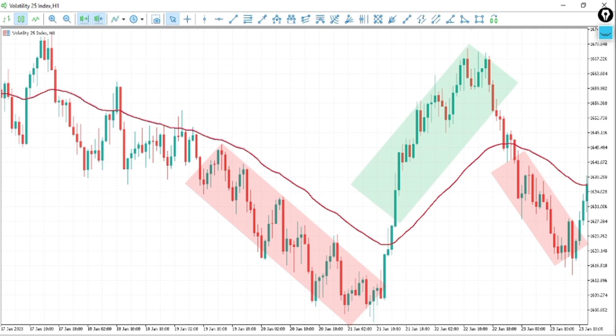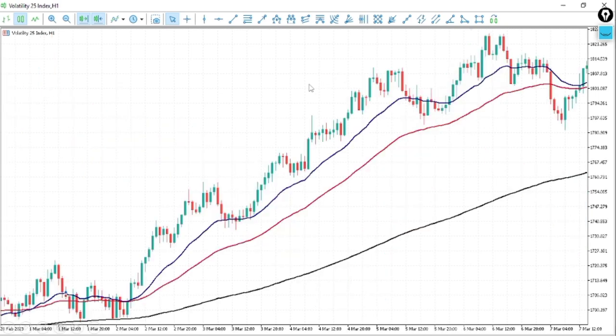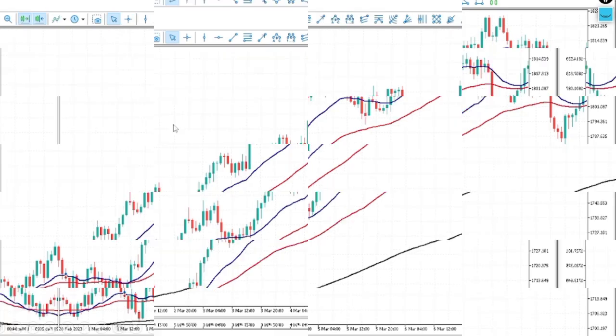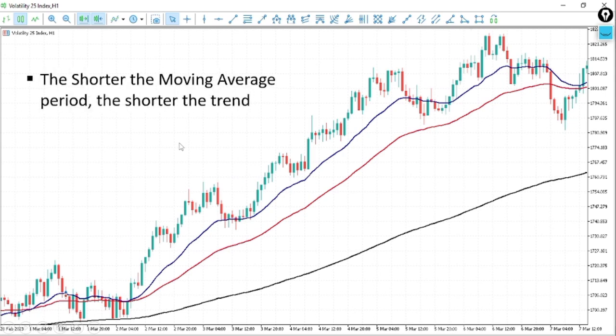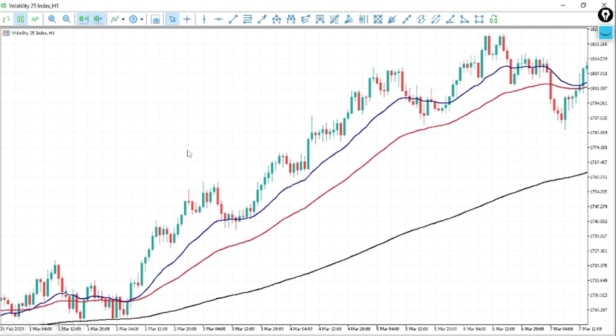Now, knowing this doesn't mean that always when the market is below the moving average, you have to sell. No, what you want to do is use this moving average to filter strong trends and long-term trends. And the way that you do this is by plotting multiple moving averages on your charts, right? You are going to see that the shorter the moving average period, the shorter the trend, or the more momentum the trend has. If you look at this chart here, you're going to see that I have three moving averages here.